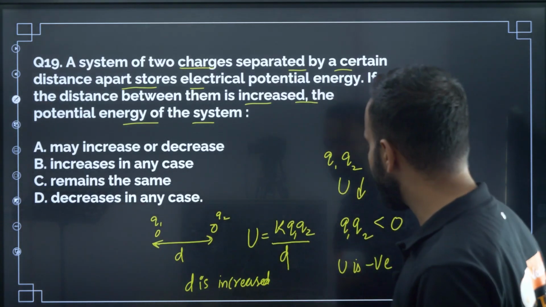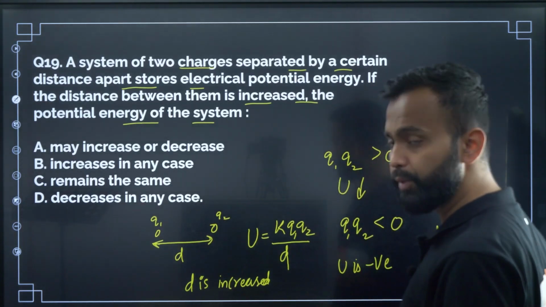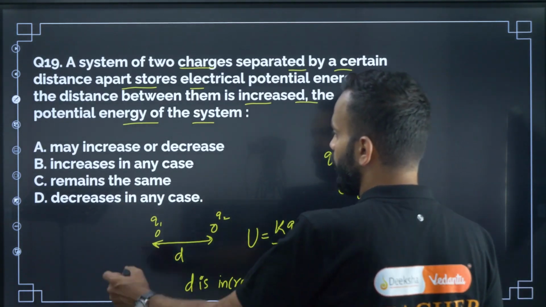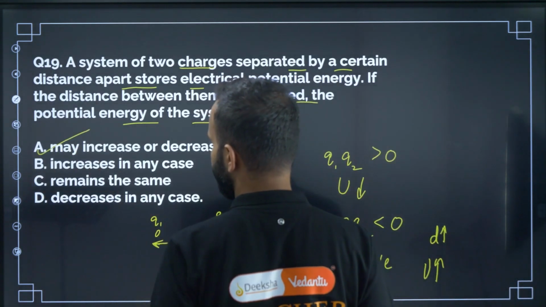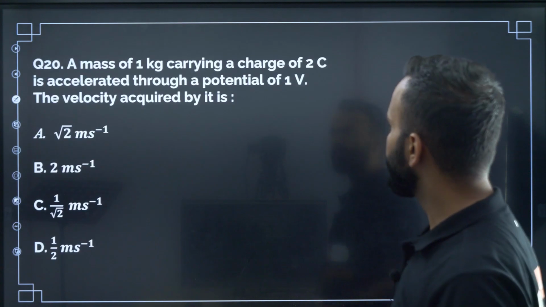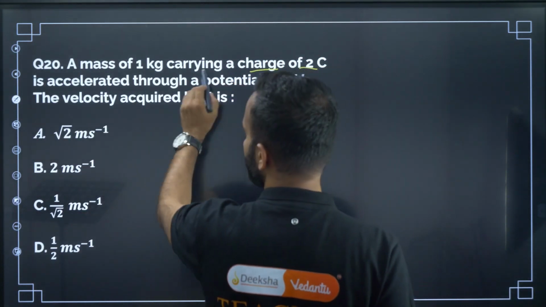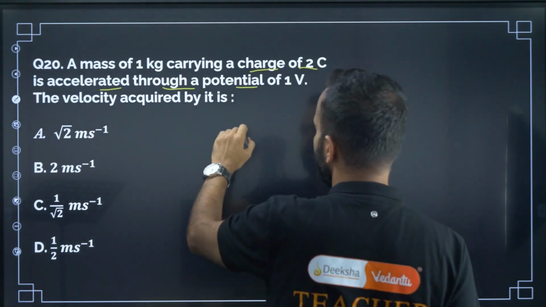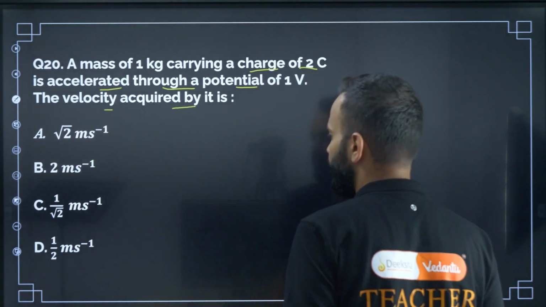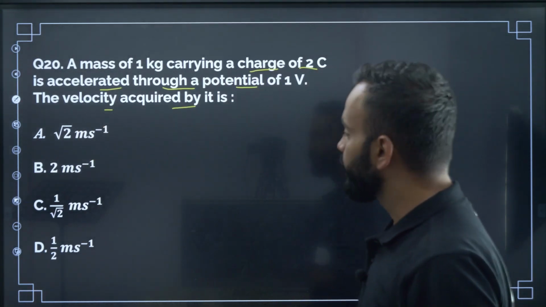So the potential energy may increase or decrease, it depends on the charge. So option A is the correct answer. Question number 20. A mass of 1 kg carrying charge of 2 coulomb is accelerated through a potential of 1 volt. Velocity acquired by it is?